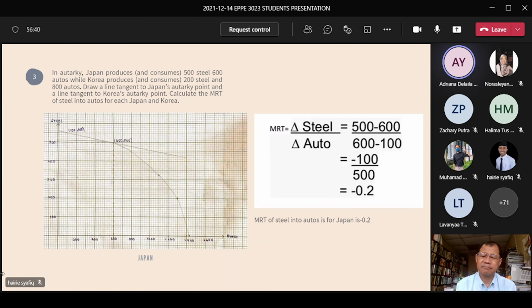So from the MRT, we can get that Japan must give up producing 0.2 steel for any additional unit of output it produces. Correct. Okay, thank you. Next slide.